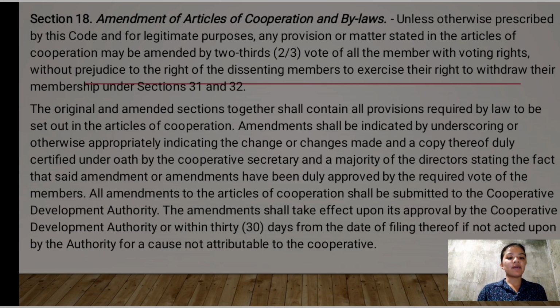The original and amended articles must include all legal requirements. Amendments must be clearly indicated and accompanied by a sworn certification from the cooperative secretary and majority of the directors confirming approval by the required vote.